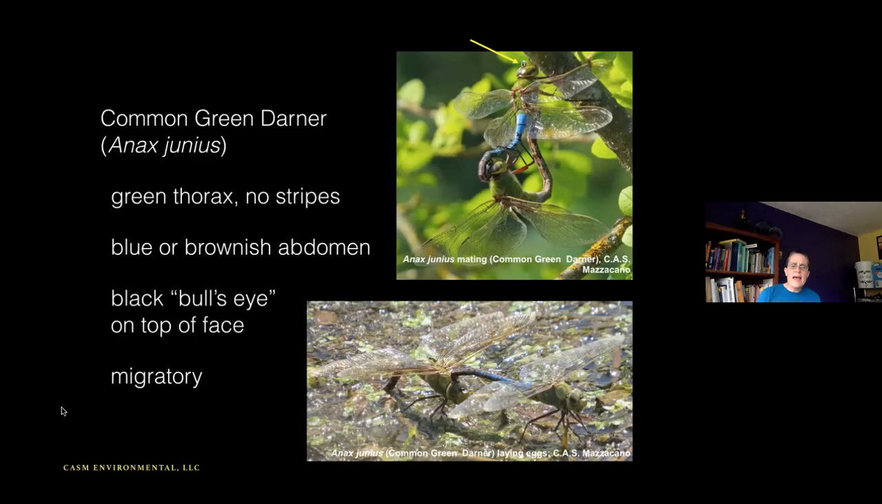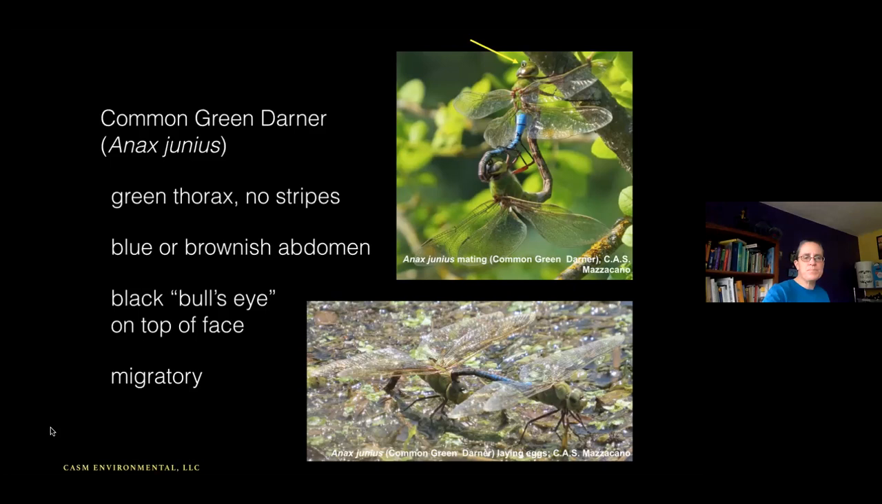And if I didn't point this out earlier, the name for the structure that they form when the male is still holding onto the female, but they're not copulating, is called a tandem pair, because they're in tandem, you know, one after the other.